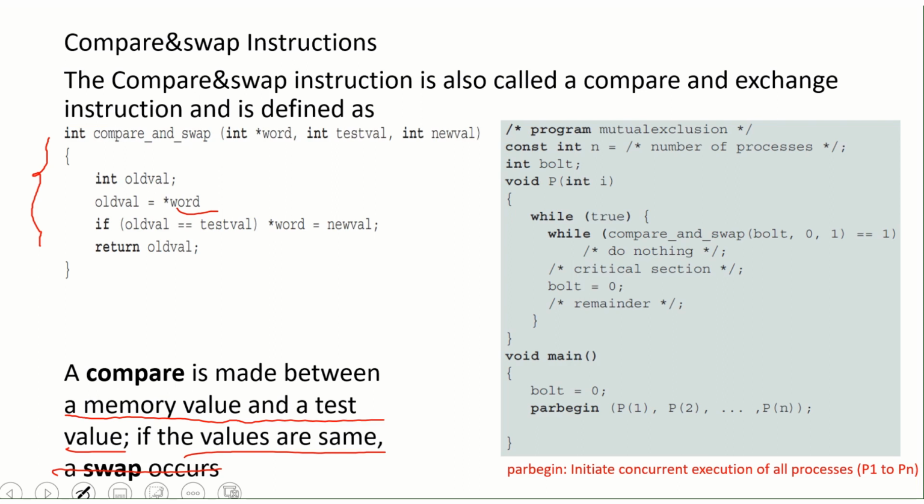Okay, now we'll see the implementation. So this is the implementation for compare and swap instructions. Here also again we are using a shared variable named bolt, and we have initialized it to 0. All other processes attempting to enter the critical section go into busy waiting mode. You know that at a time only one process can enter a critical section. Remaining processes have to wait.